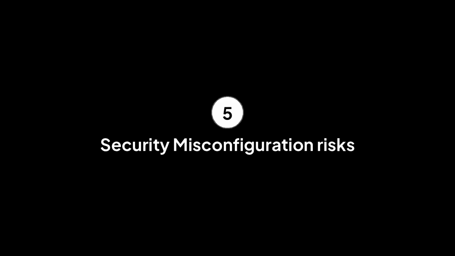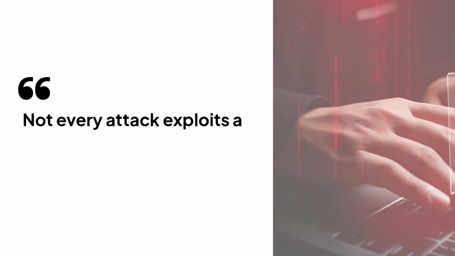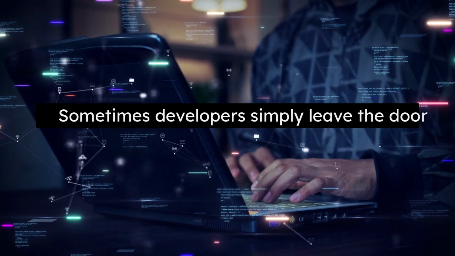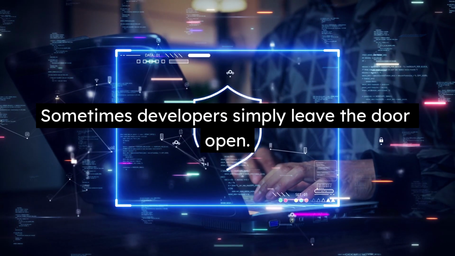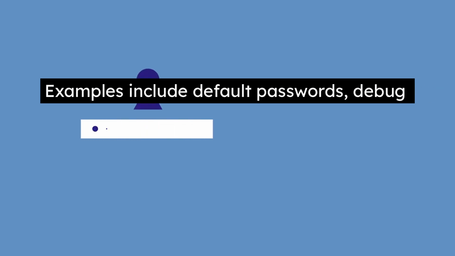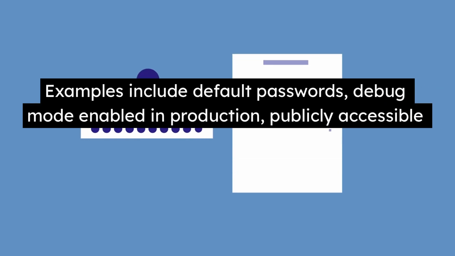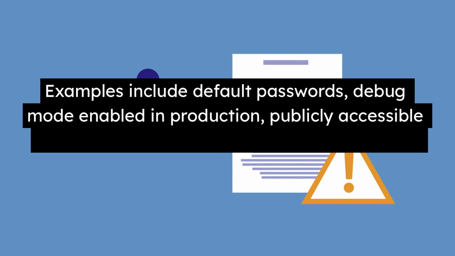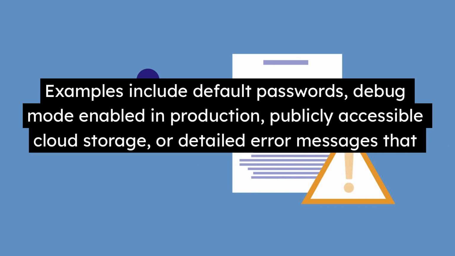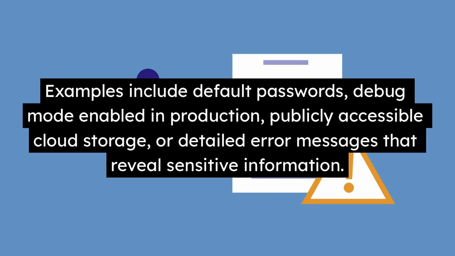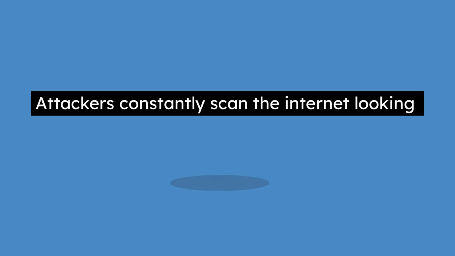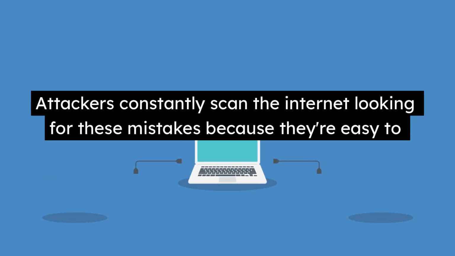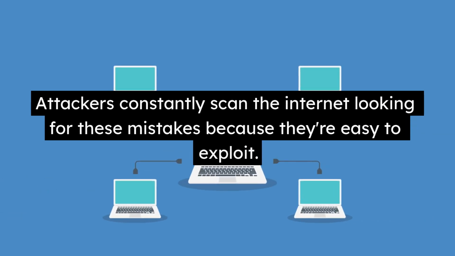5. Security misconfiguration. Not every attack exploits a coding bug. Sometimes developers simply leave the door open. Examples include default passwords, debug mode enabled in production, publicly accessible cloud storage, or detailed error messages that reveal sensitive information. Attackers constantly scan the internet looking for these mistakes because they're easy to exploit.